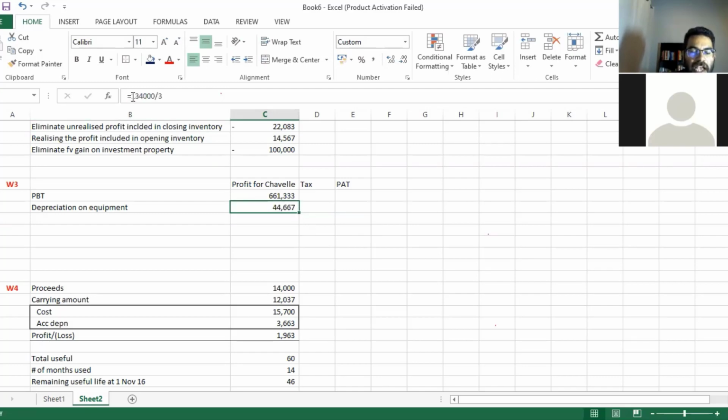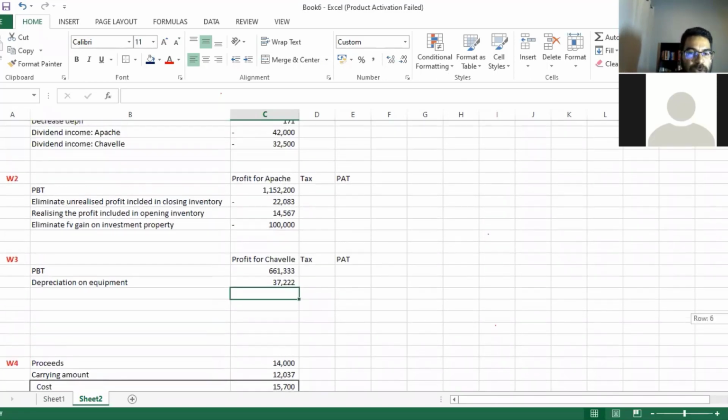However, we don't have Chevelle for the full 12 months. We only have them for 10 over 12 months. So that's the extra depreciation. And that is covering now all the group adjustments. Remember, group adjustments are twofold: any intercompany transactions and any fair value adjustments at acquisition. So just be aware of that. Okay. So now we can work out.